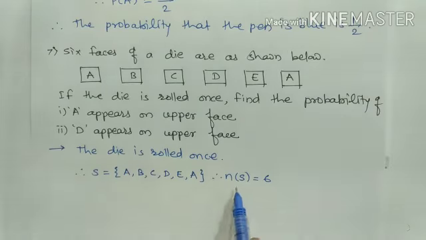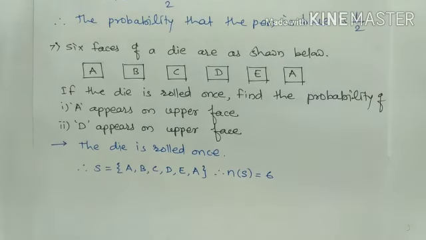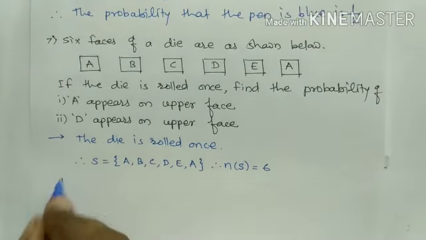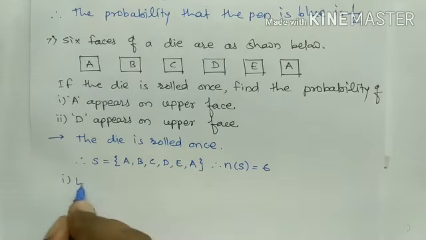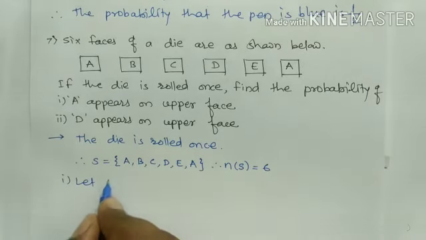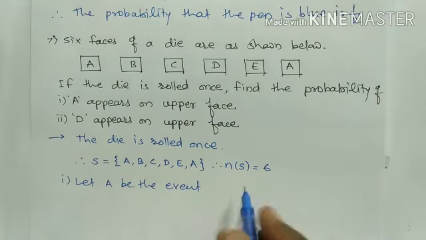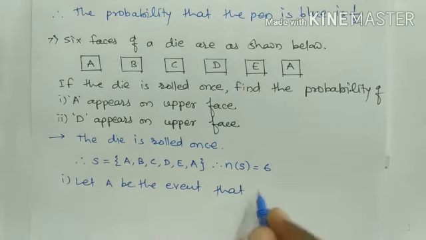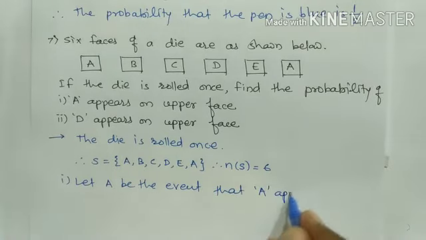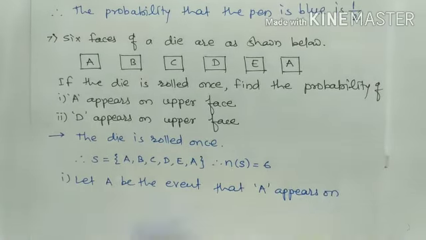And the total number of sample points in the sample space are 6. Now here let A be the event that A appears on upper face.